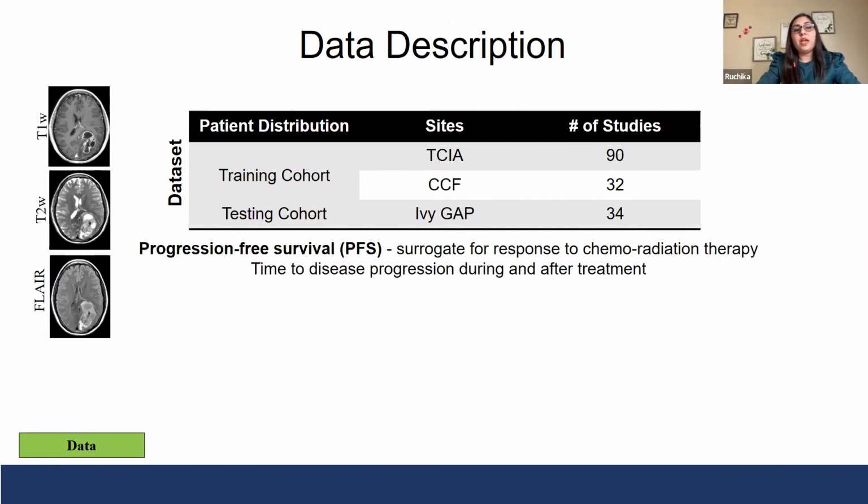And apart from that, we also used progression-free survival here because that is our event of interest, and it is just the time to disease progression during and after treatment. And this was used as a surrogate to predict response to chemoradiation therapy.